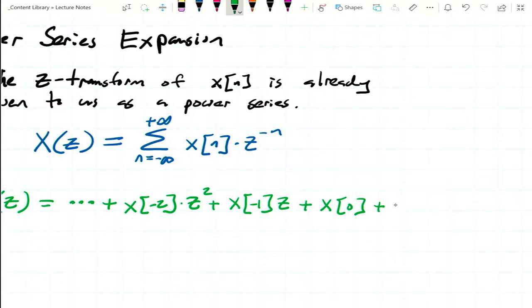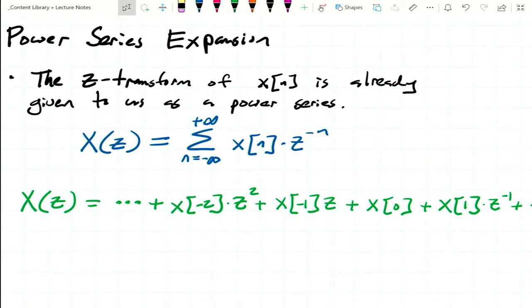Plus x of 1 times z to the negative 1, and so on and so forth. Basically, the power series expansion method is the brute force method. It's the well, let's just look at it and see what we get sort of method. Because if we have all this, then we just know what our terms are automatically.